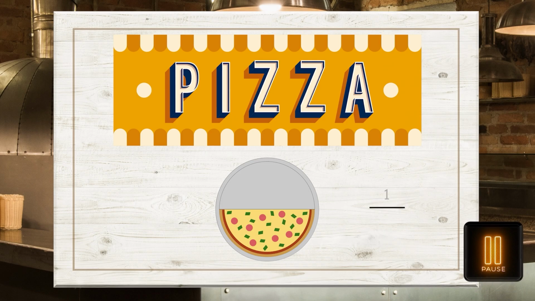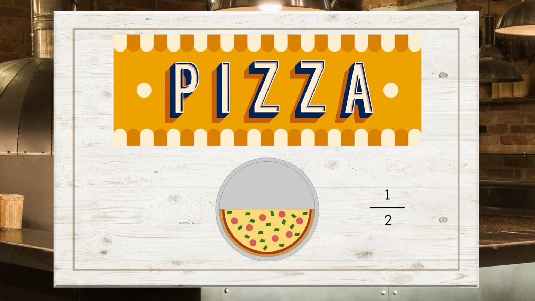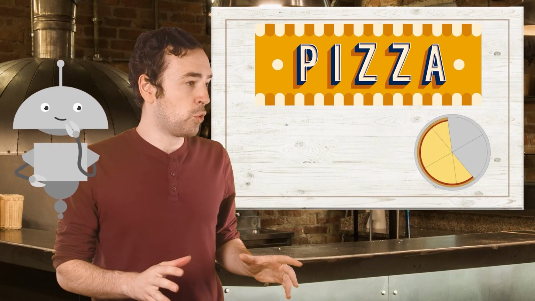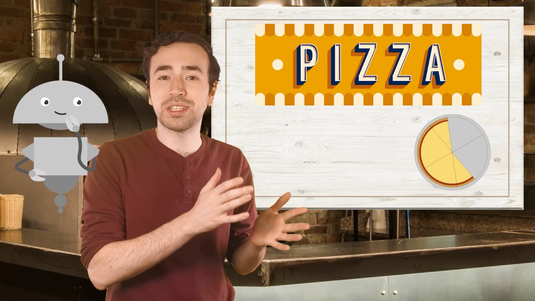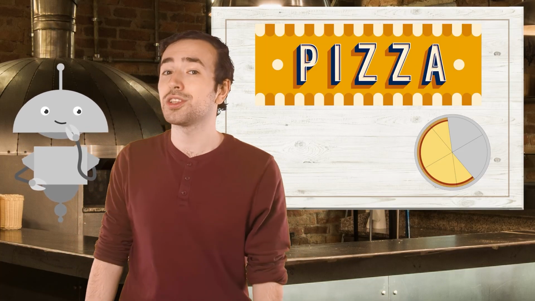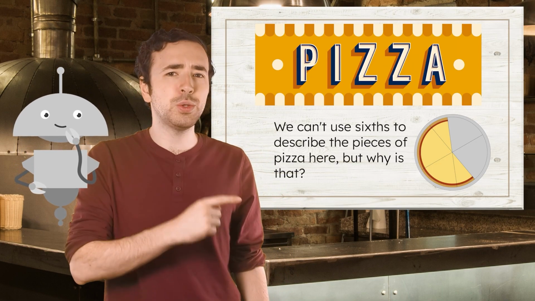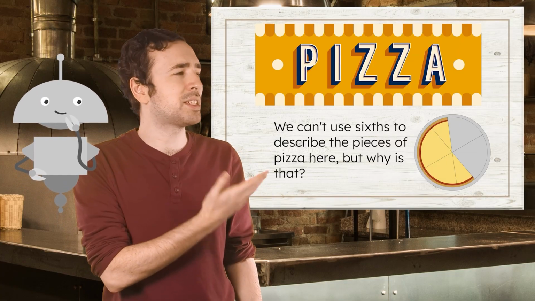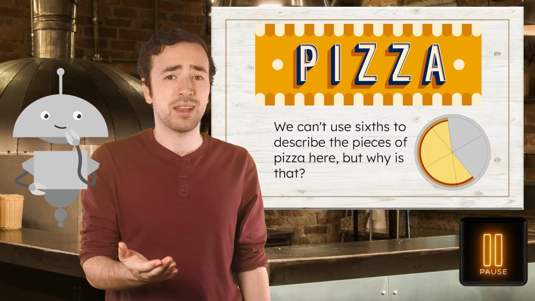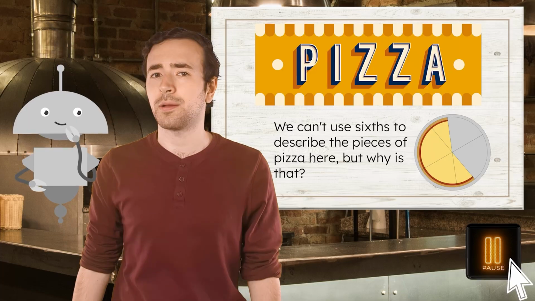We know that there's 1 slice left and there were 2 slices to start with. 1 of the 2 pieces is left, or 1/2. Ooh, Mia, they have cheese pizza too. And it's split into 6 pieces, so we should be able to use a fraction to describe the amount that's left. Wait, we can't? Mathematicians, according to Mia, we can't use sixths to describe the pieces of pizza here. But why is that? Pause the video here to record your thinking.